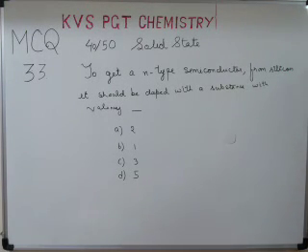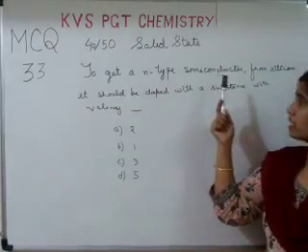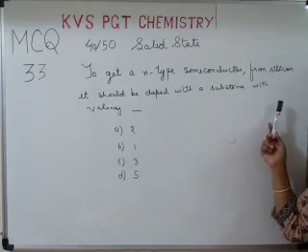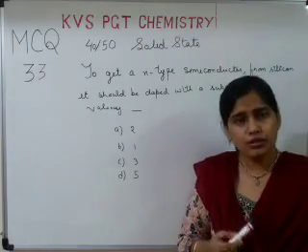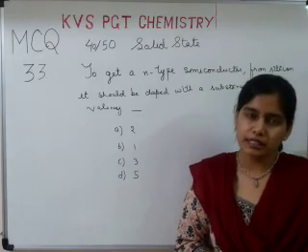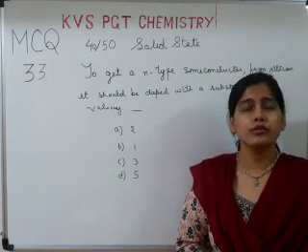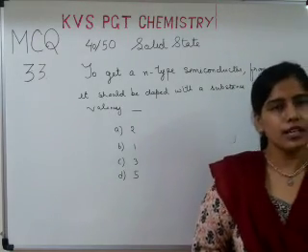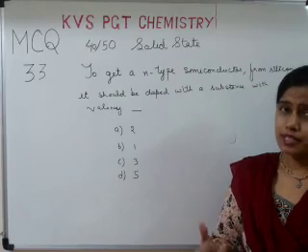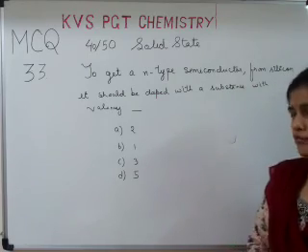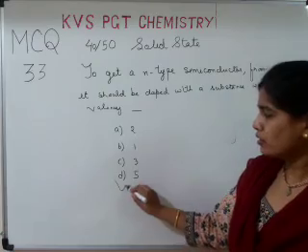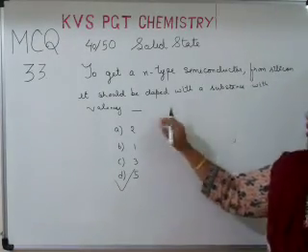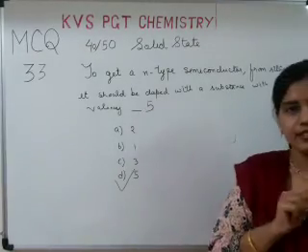Now see the next question. To get an N-type semiconductor from silicon, it should be doped with a substance with valency? So if we want to get an N-type semiconductor, we dope it with a group 15 element. And what is the speciality of group 15 elements? It has a valency of 5. It means it has valence electrons equal to 5. So the correct answer is option number D. It contains a substance with a valency of 5.